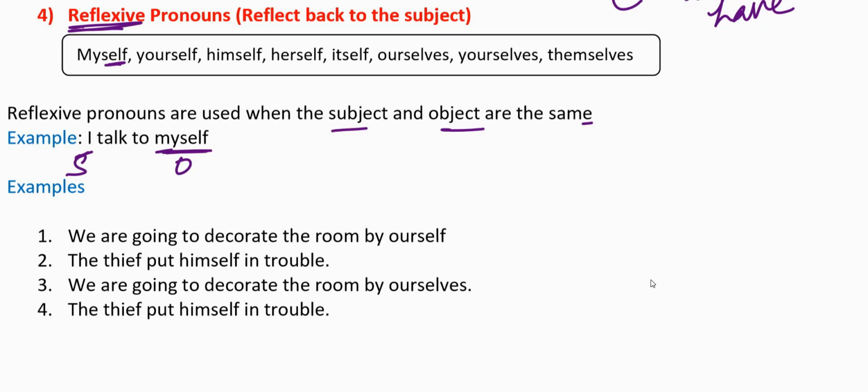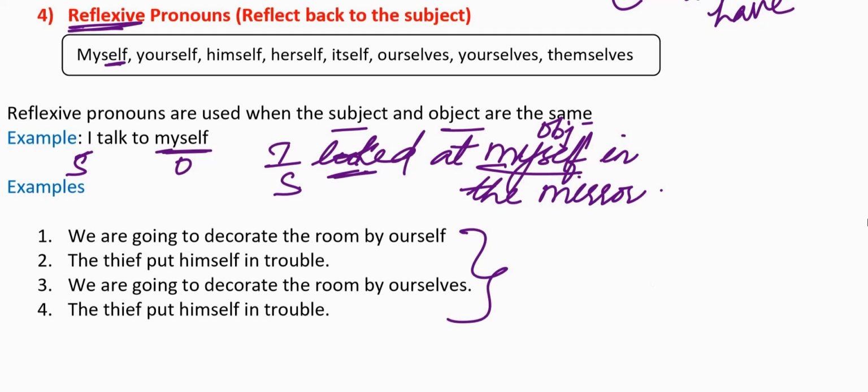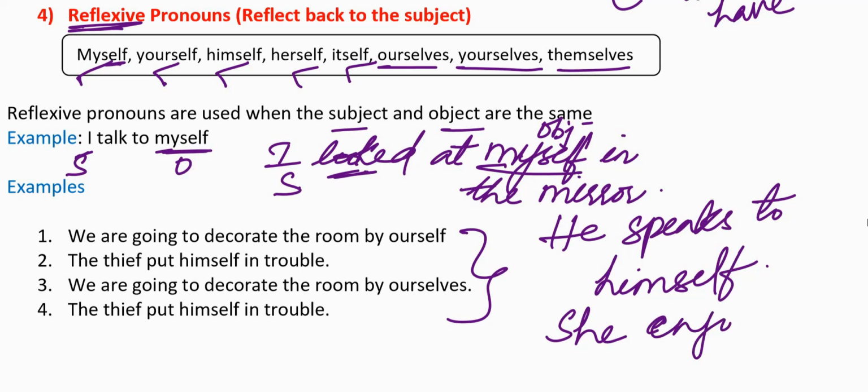To understand better, let me give you another example. I looked at myself in the mirror. Who did I see in the mirror? Myself. So who is the subject? I is the subject and myself is the object. Here the subject and object both are the same. The action or the verb of looking is reflecting back to the subject. Alright. And these are the reflexive pronouns here. Myself, yourself, himself, herself, itself, ourselves, yourselves, themselves. He speaks to himself. She enjoys herself. All these are reflexive pronouns.